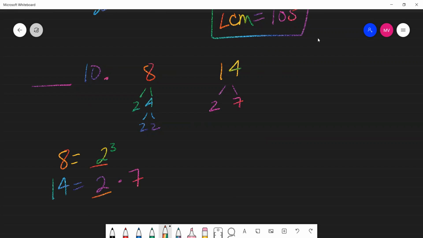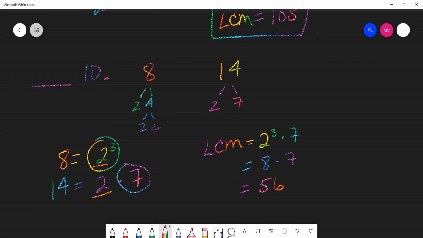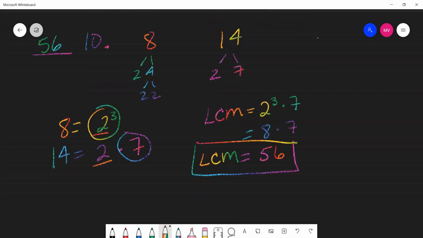Well, there's a base number of 2 in both here, but you want to use the one with the highest exponent. So in this case, we're going to use 2 cubed. And then, of course, we also need to use 7 when we calculate our least common multiple. So to calculate this, it's 2 cubed times 7, which is 8 times 7, which is 56. Right, 48, yep. I don't know why I always have to think a little harder when I'm multiplying my 8s and 7s and 6s. All right, so 56 is our least common multiple between 8 and 14.